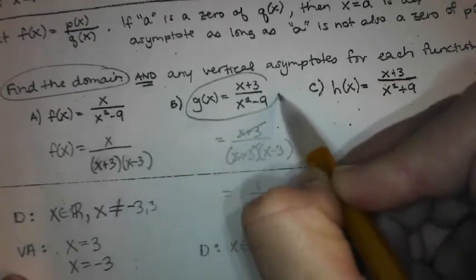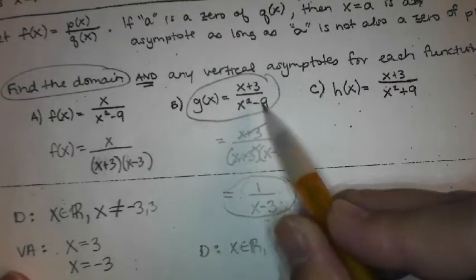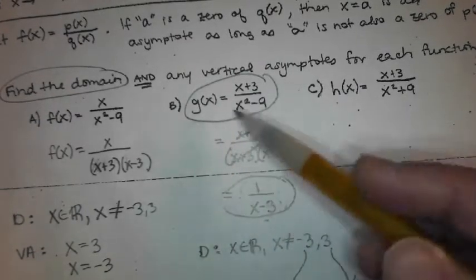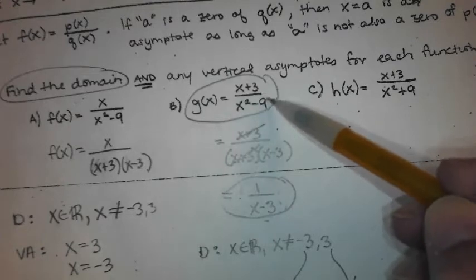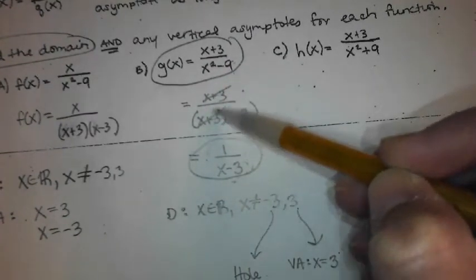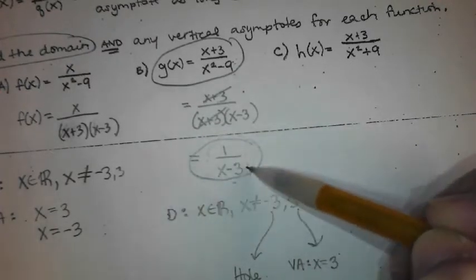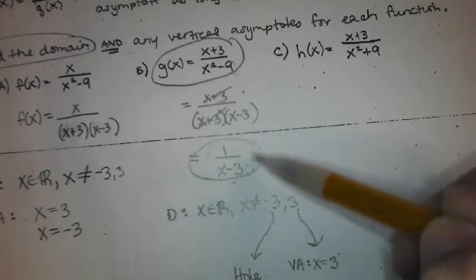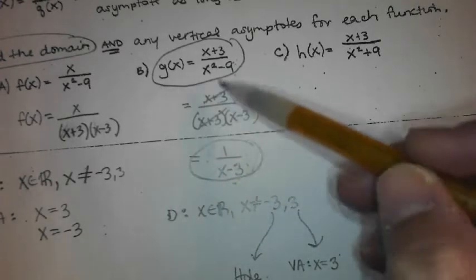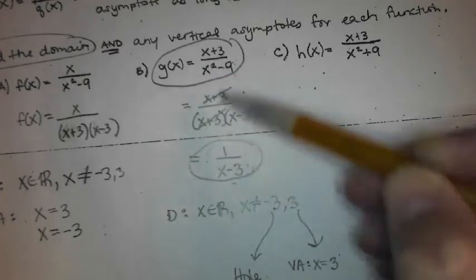The graph of our function and the graph of this simplified version look to the naked eye exactly the same, with the exception that the actual function we graph will have a hole at that negative 3 value, whereas this function, if you graphed it this way, would not have a hole. This equation has no reason to have a hole at negative 3.